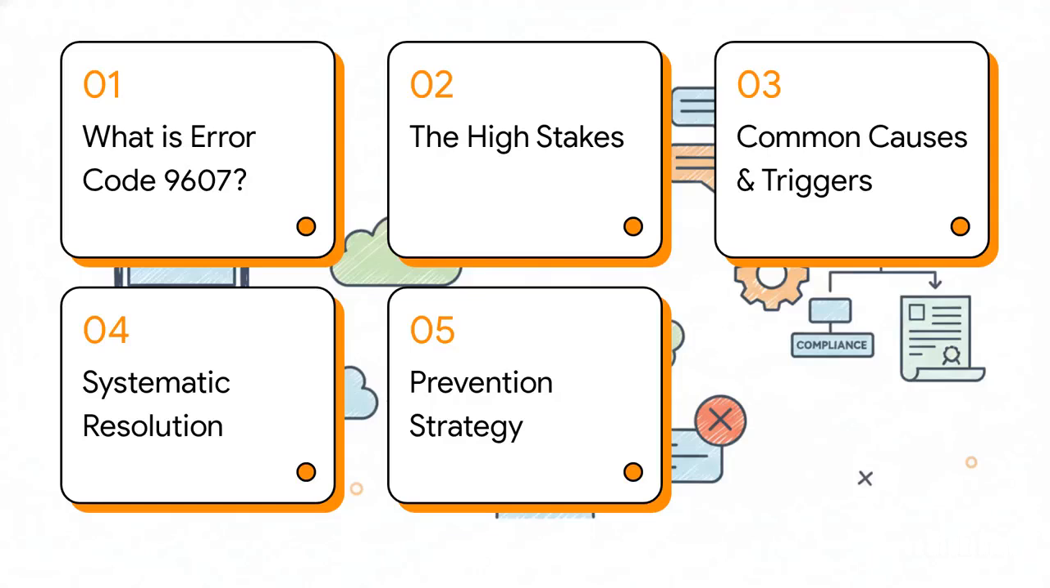All right, so how do we tackle this thing? We've got a clear plan. First, we're going to break down exactly what Error 9607 is. Then, we'll get into the really high stakes of what happens when you ignore it. After that, we'll uncover the common causes and give you a practical, step-by-step roadmap for fixing it. And finally, we'll get into the good stuff, how to prevent this error from ever happening in the first place.